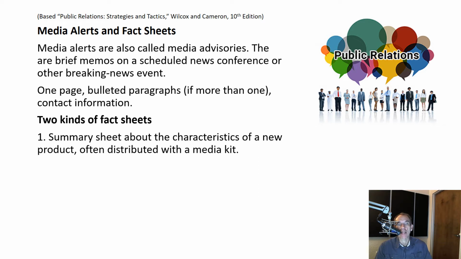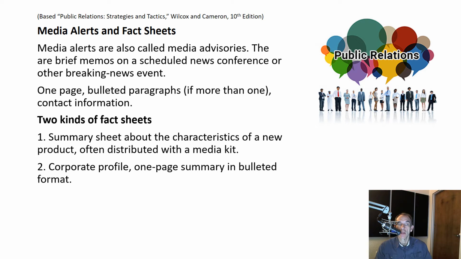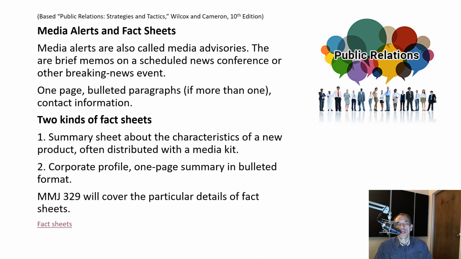Now there are two kinds of fact sheets. There's a summary sheet about the characteristics of a new product, or whatever thing it is that we are seeking to publicize, and this is very often distributed with a media kit, which we talked about last time. And then there's the corporate profile. This is a one-page summary in a bulleted format of some kind, general information about an organization. In MMJ-328, Writing for Public Relations, we'll cover the particular details of fact sheets, and you get a chance to practice writing a fact sheet.